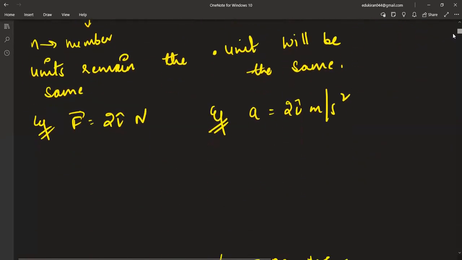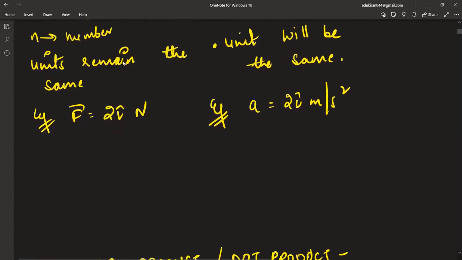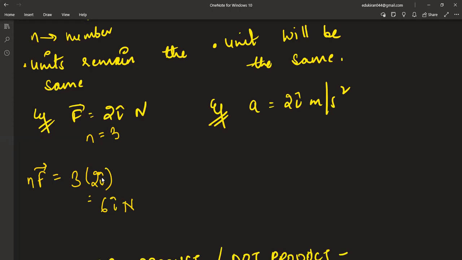See, the unit will remain the same. In all the cases, units will remain the same, when scalars are multiplied to vectors, or when just a number is multiplied. Now consider this example. Force is equal to 2 i cap Newton, and I've just taken a random number, 3. If you multiply this vector quantity with this number, 3 multiplied to 2 i cap becomes 6 i cap, and your unit will remain the same: 6 i cap Newton.